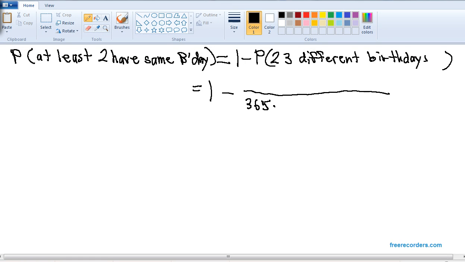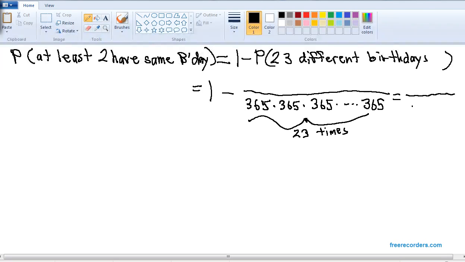Now, let's check the second person. How many possible birthdays can the second person have? Again, any of 365. And we repeat this for all 23 people, and so we get 365 times 365 times 365, 23 times, and of course the mathematical shortcut for writing that number is 365 to the 23rd power.